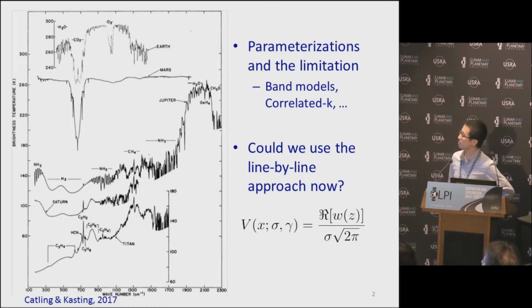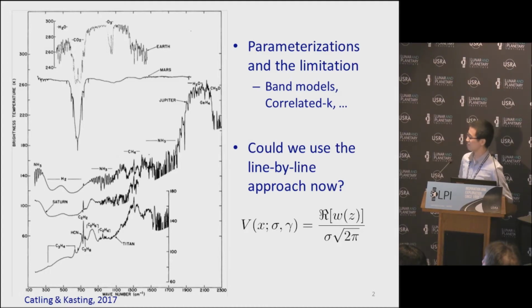We can see some gases have very complex spectral features. And this is due to the rotational and vibrational transitions of molecular states. And if we zoom in, we can actually see more complex features.